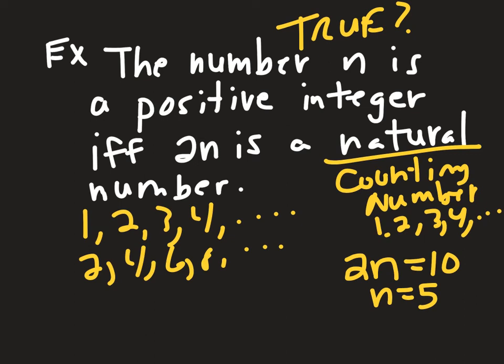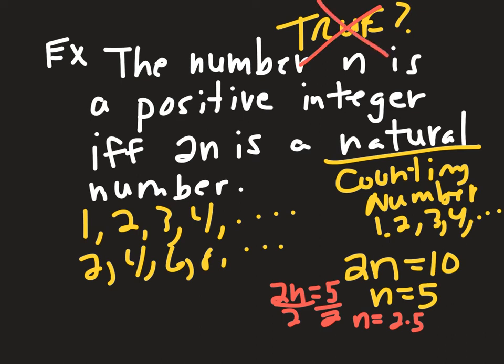But what if I looked at 2 times n equals 5 itself, right? Or another odd number. Well, then if I divide by 2, clearly I'm going to get a decimal number. So n, in this case, is 2.5. That is not a counting number. So we are clear that we do not get a positive integer from that. And so this is clearly not true. It's false. And it's false because we found a counterexample, this example right here, where if I use an odd number, it doesn't work.